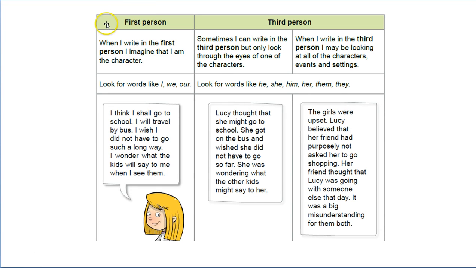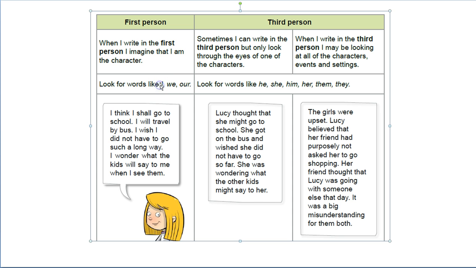Okay, so in the video you would have learned that when authors write in first person, they're writing as if they are the character. So when you write in first person, you are imagining that you are the character. So you would use words such as I, we, our, my. Here's an example down here. I think I shall go to school. I will travel by bus. I wish I did not have to go such a long way. I wonder what the kids will say to me when I see them. So you can identify first person usually by the words I, my, and we.